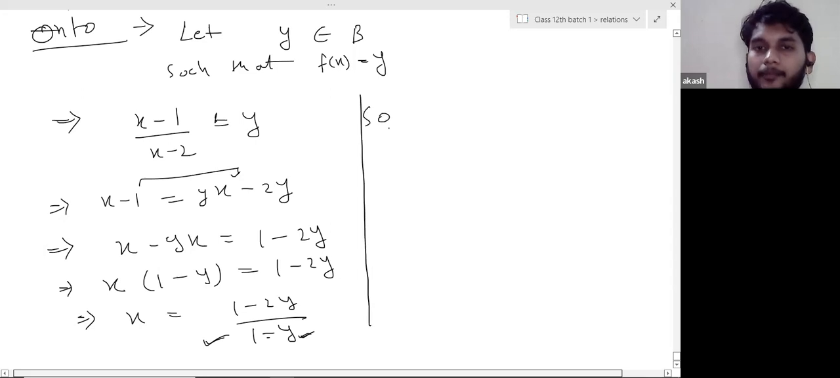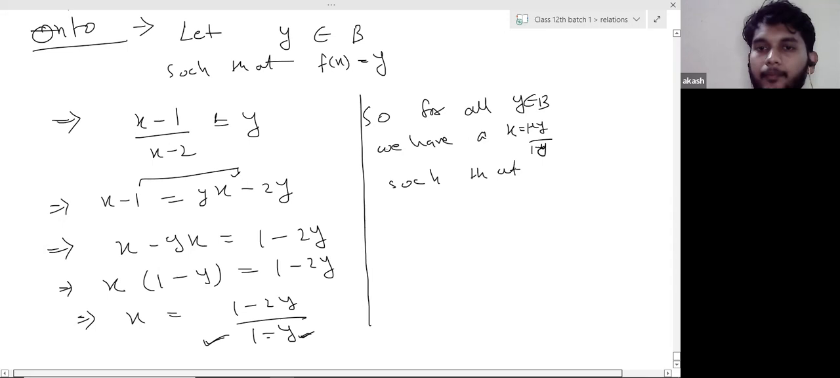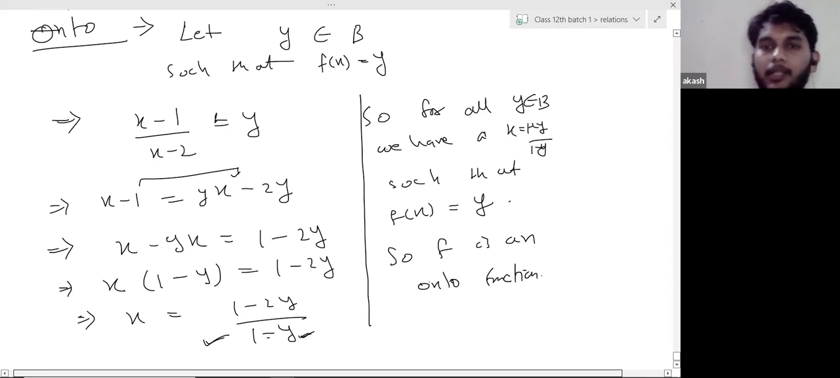So for all y belongs to B, we have an x equal to 1 minus 2y upon 1 minus y, such that f of x equals y. So f is an onto function. All right, I hope this question is clear, everyone. Please note it down. Tell me when you are done.